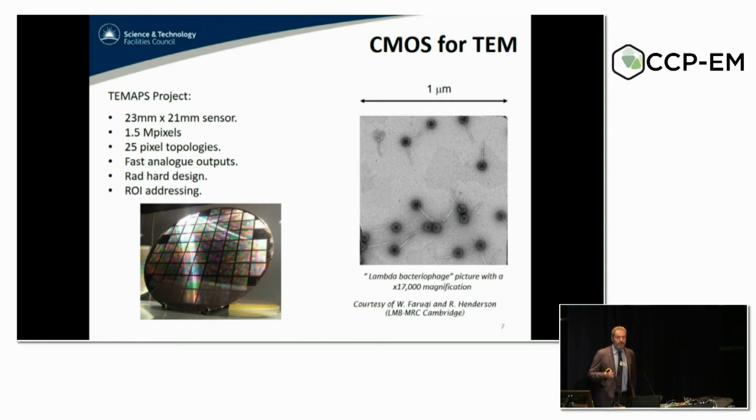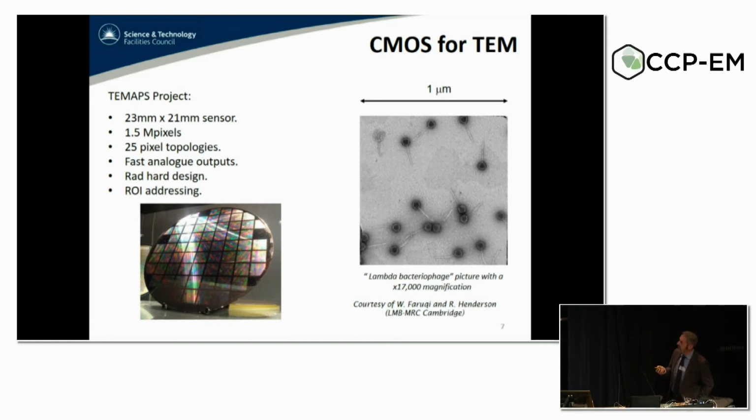Obviously, you cannot jump straight away into developing a new product, so you have to test a lot of different features. So we started a project that we call PEMAPS. This TEM is pretty obvious. APS stands for Active Pixel Sensor. In theory, it should be Active Pixel Sensor for TEM, but it didn't sound very good, so PEMAPS stayed.